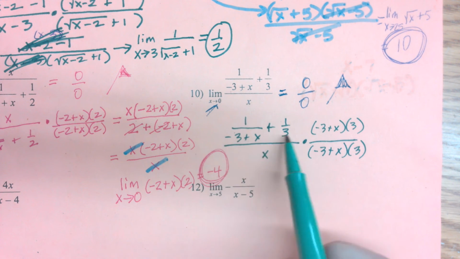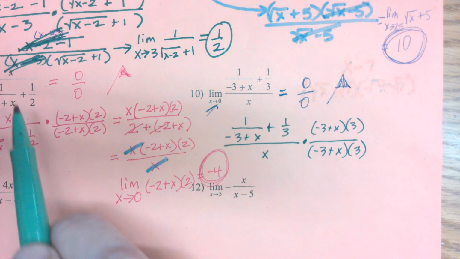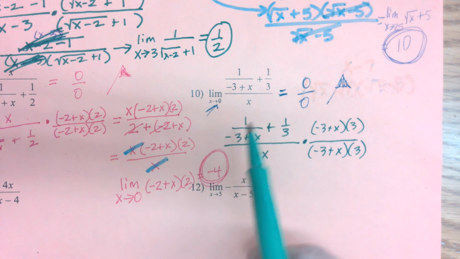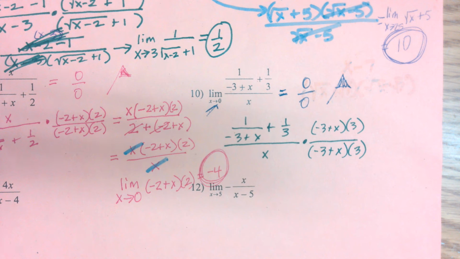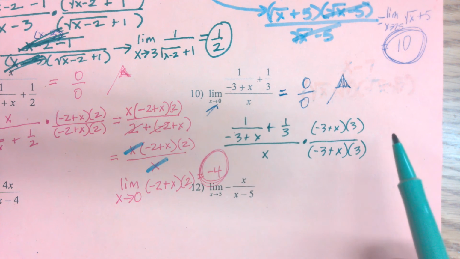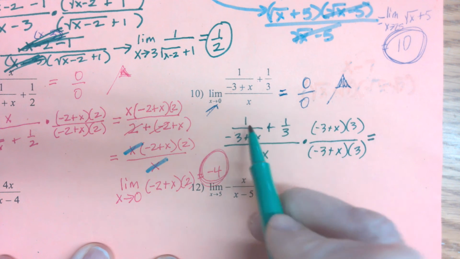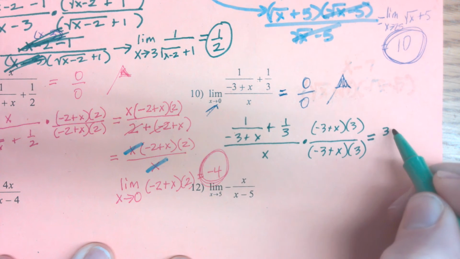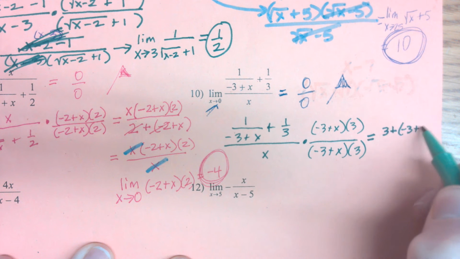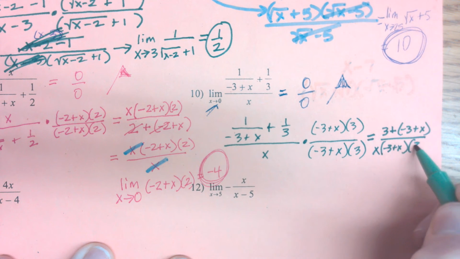This time my denominator was in the numerator of the fraction that I was looking at, whereas last time the denominator was in the denominator of the fraction. I know that's weird, but these are complex fractions, so it's fractions within fractions, and I'm working with the complex part of it. So when I multiply that through, I get 3 plus negative 3 plus x over x times negative 3 plus x times 3.